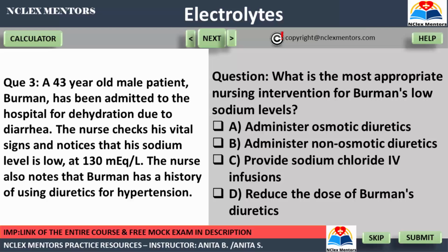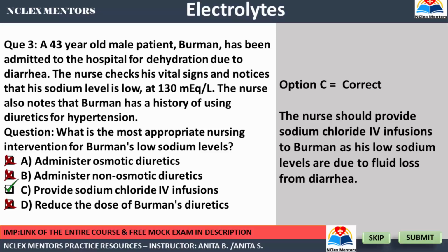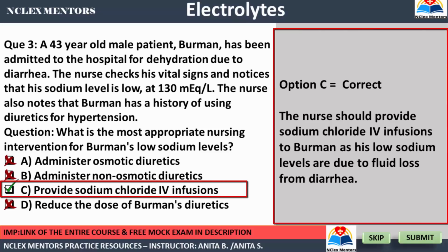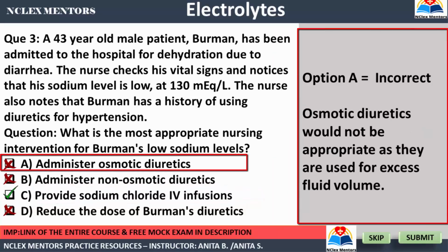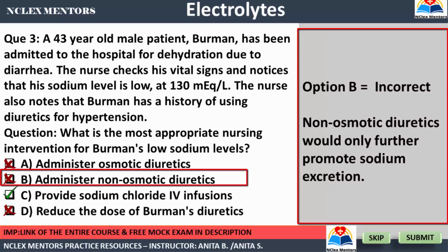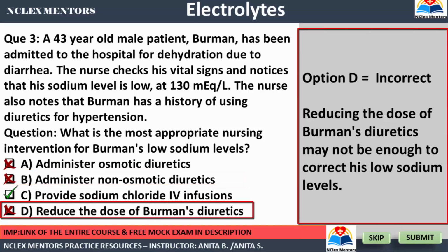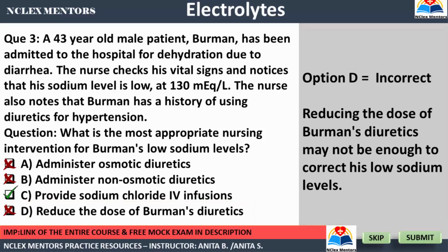All right, let me reveal the right answer to you. The correct answer is C. Provide sodium chloride IV infusions. The nurse should provide sodium chloride IV infusions to Berman as his low sodium levels are due to fluid loss from diarrhea. Osmotic diuretics would not be appropriate as they are used for excess fluid volume, and non-osmotic diuretics would only further promote sodium excretion. Reducing the dose of Berman's diuretics may not be enough to correct his low sodium levels. Let us see another question for more practice.